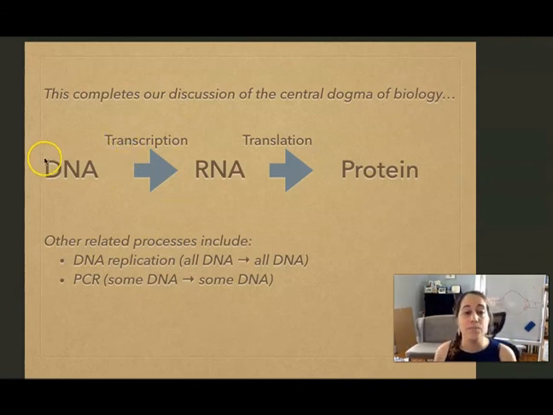Great. So now we've talked about transcription, which is transforming this information in DNA into mRNA, and translation, which is transforming this information from RNA into protein. We also, in the past, talked about DNA replication, which is DNA to DNA, and in the future, we'll talk about PCR, which goes from DNA to DNA, or could even go from RNA to DNA.